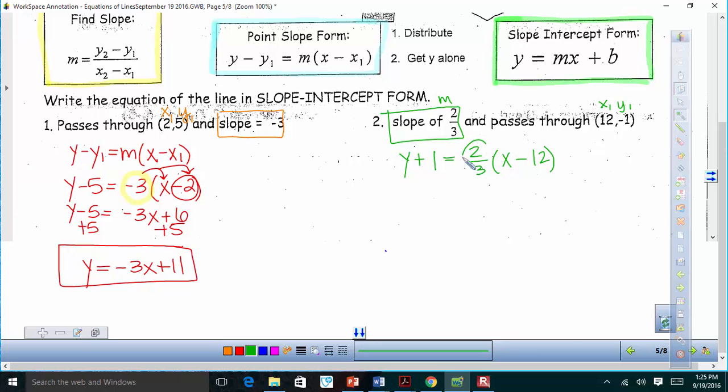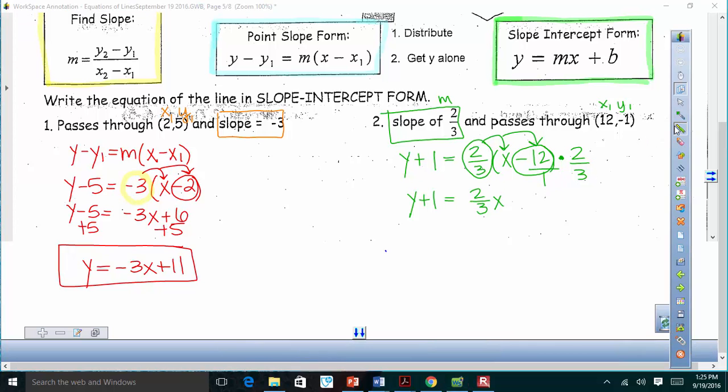So we're going to take 2/3 and we're going to multiply by both. Okay, so this gives me y plus 1 equals 2/3 x. And now a lot of people are unsure about how to multiply whole numbers and fractions. So I'm going to show you how to do that. I'm going to take negative 12 and multiply that by 2/3. I think it's easiest to do that by making negative 12 a fraction. So how could I make negative 12 a fraction? I put it over 1.